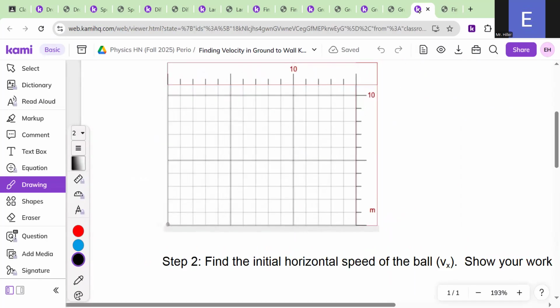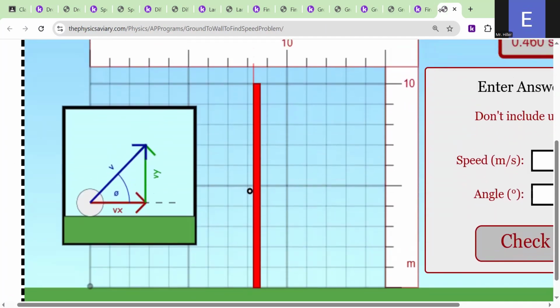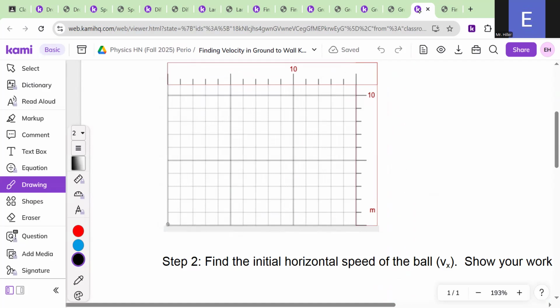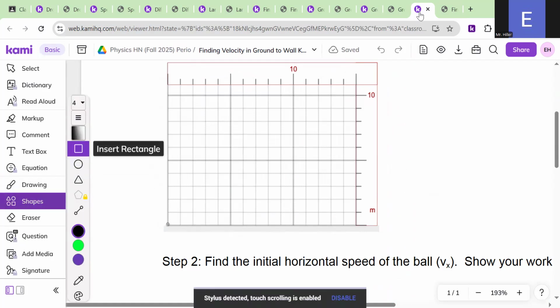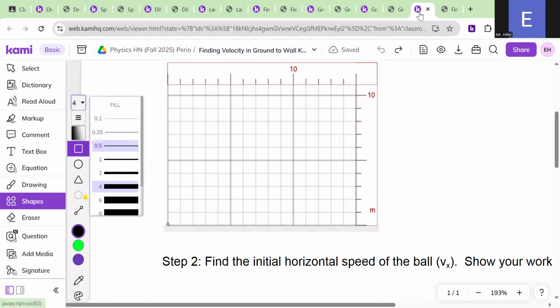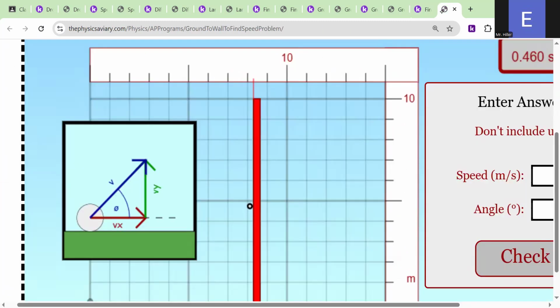Okay, so the first thing I'm going to do is draw where the wall is. In my case, the wall is at, let's see, 5, 6, 7, 8.3 perhaps. So I'm going to draw the wall. Go to shapes, select a rectangle, and I'm going to insert a rectangle right. Oopsie, that's a very thick rectangle. Let me fix that. I'm going to insert a rectangle about right there. There's my wall. Okay. And then I'm going to go ahead and draw where the ball hits.